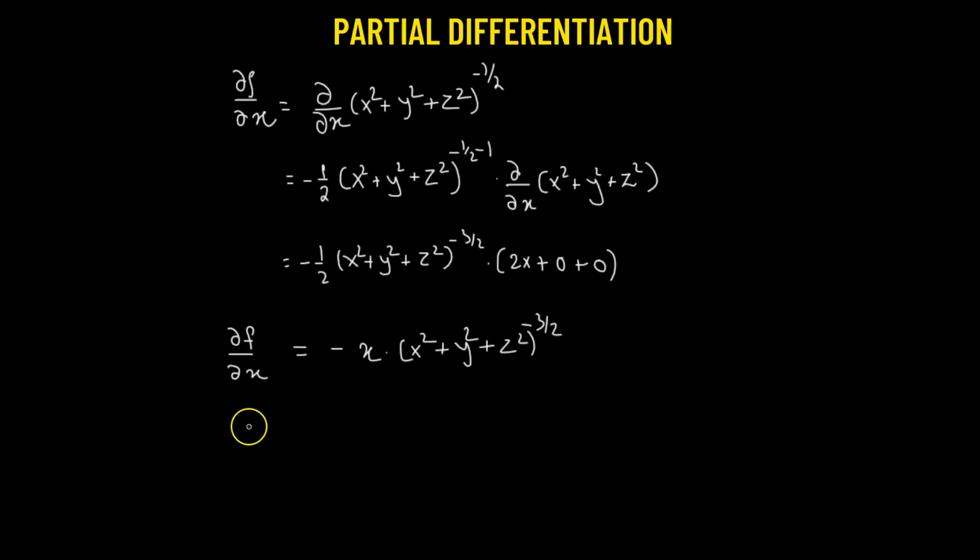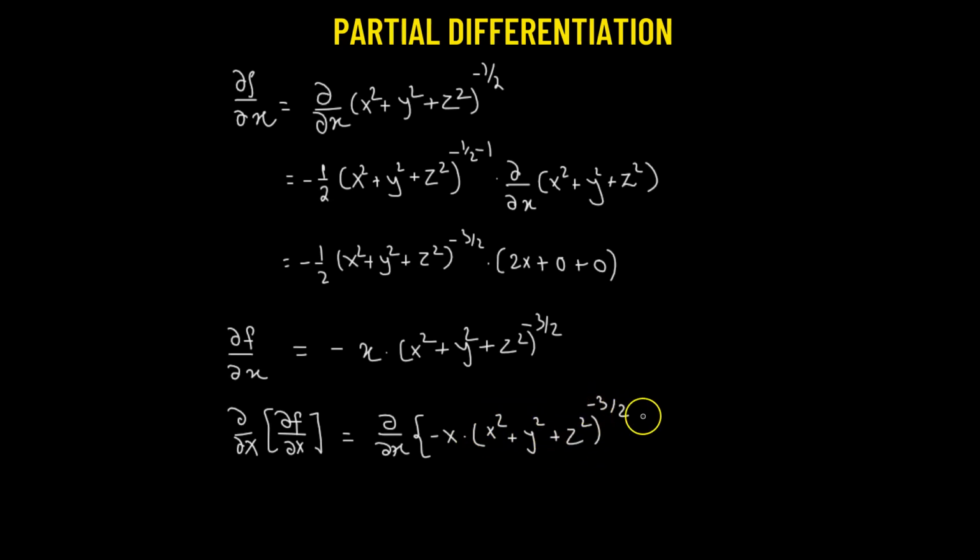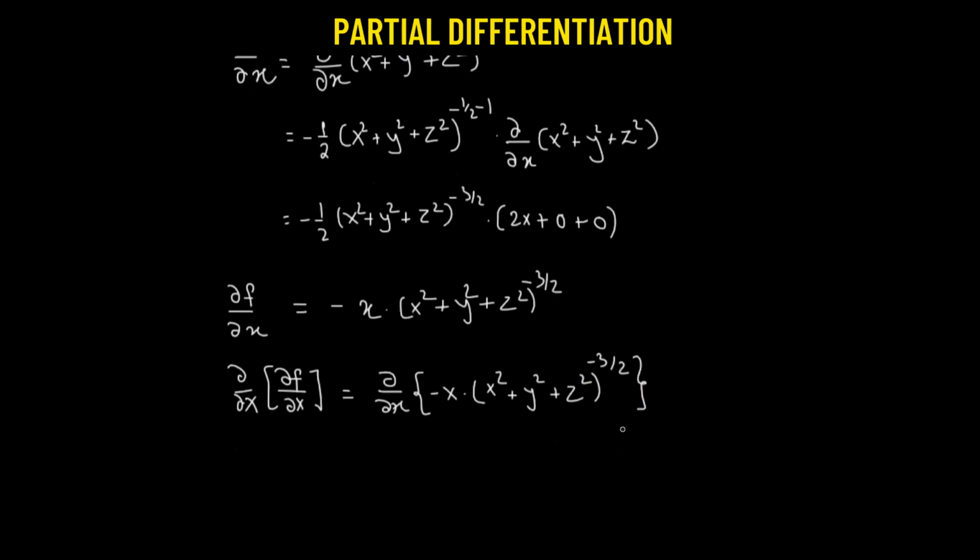Now what we'll do, we'll again take the partial derivative on both sides with respect to x. So we have partial with respect to x of partial of f with respect to x, which is equal to partial with respect to x of negative x multiplied to x squared plus y squared plus z squared whole raised to the power of negative 3 over 2. Right, let's find out this value.